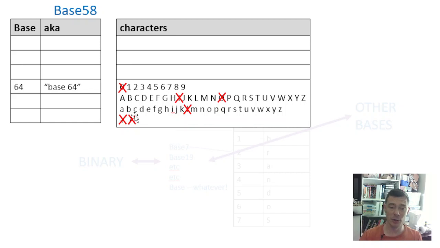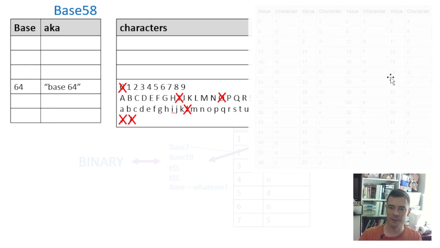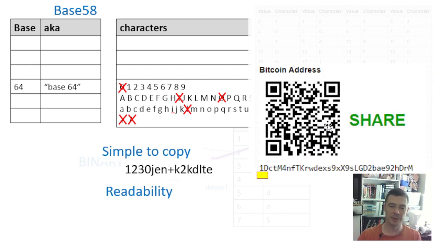It's near identical to base 64, but it simply removes letters that look alike, and it also removes these operators. So this is the table of the 58 characters. I guess I can show that for more than half a second. And so here are the benefits. One, it's easy to copy and paste.